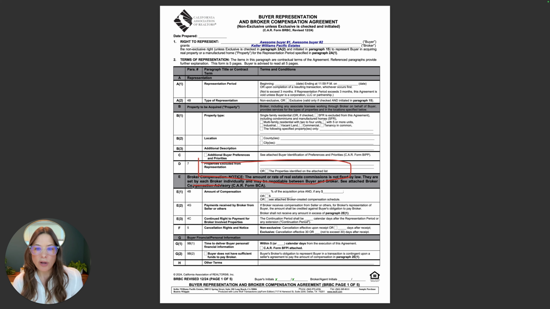Okay, right over here, amount of compensation. What we charge for our services to represent a buyer is 2.5% of the purchase price. That is pretty common in our market. Sometimes a seller may come back after we have submitted an offer and say, I only want to pay the buyer's agent 2%. That's fine. I'm not going to die on that hill.